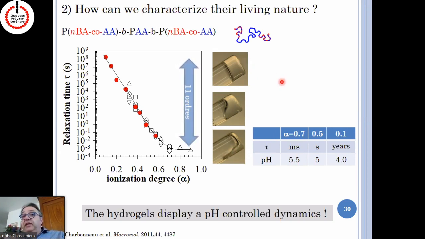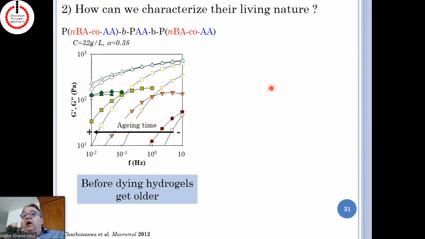For a human being, between birth and death, there is a phenomenon which is very important, which is called aging. It's exactly the same for our hydrogels. When you have this hydrogel and you put it at a given ionization degree of acrylic acid, you can see that in time, this hydrogel displays some aging.